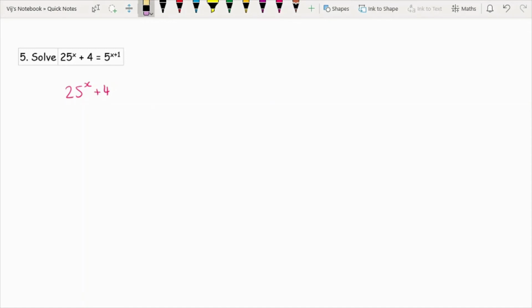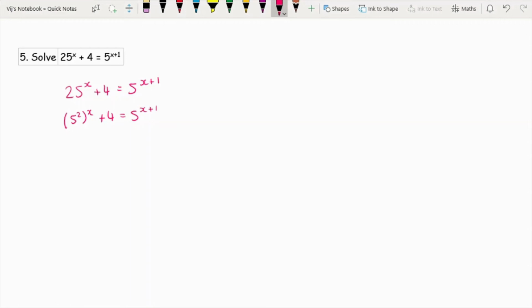correctly, let's say equals 5^(x+1). I noticed straight away that 25 can be written as a power of 5, so let's start by doing that. By doing so, this is slowly starting to look like a quadratic, very similar to the previous questions that we've done.